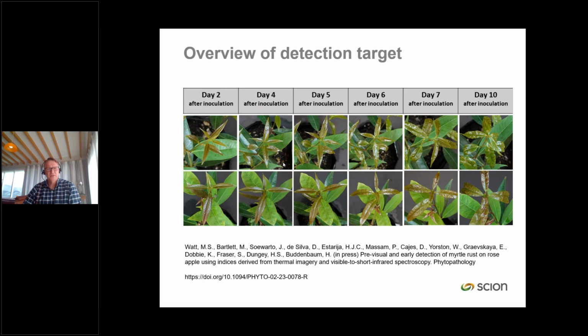The main focus of the study was on the early stages before the disease became visible, and also just immediately after it became visible. There is a paper that describes this in detail, and it is available as a first look paper on phytopathology, and the DOI for that paper is given below.